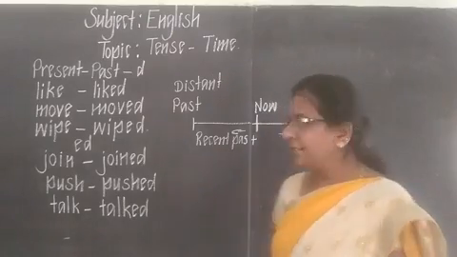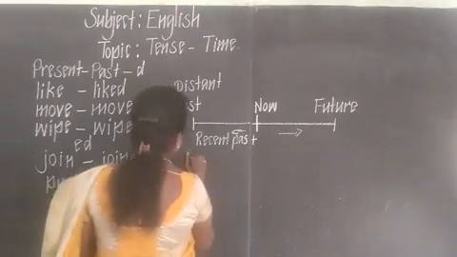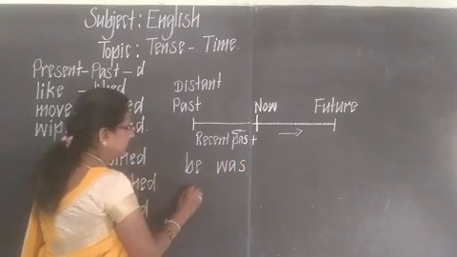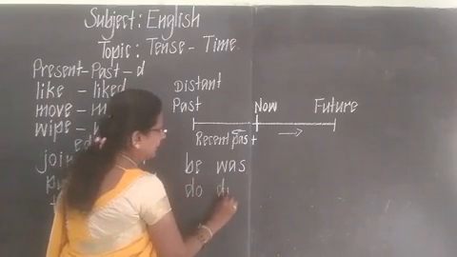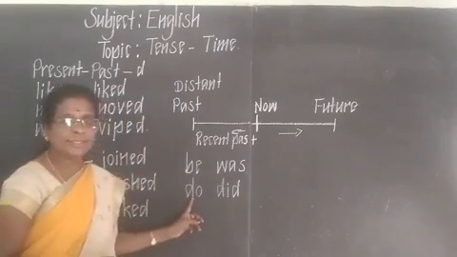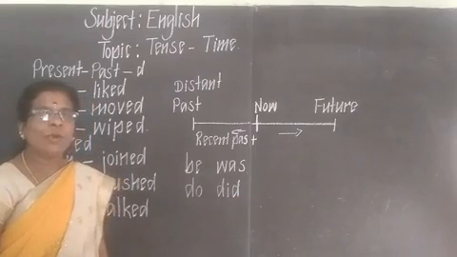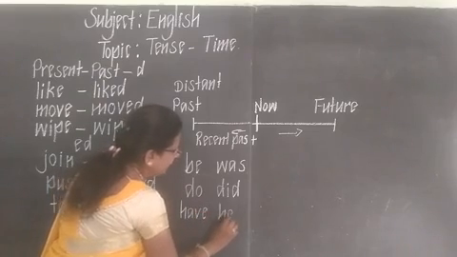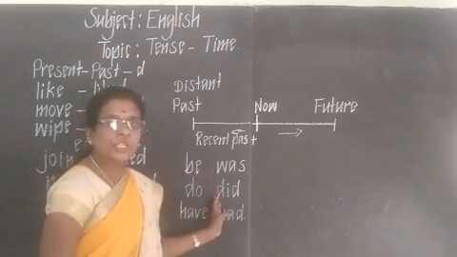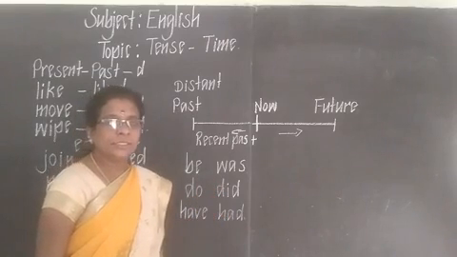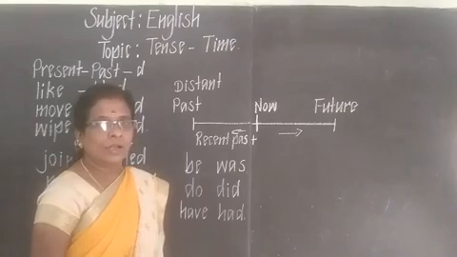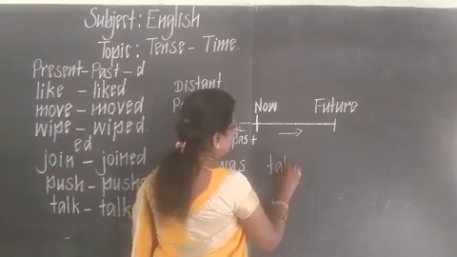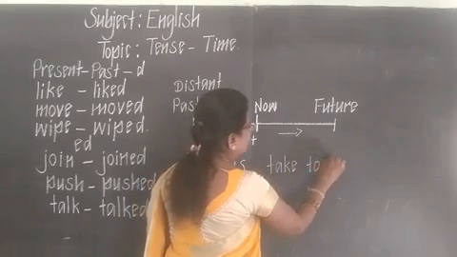Okay, children, they are: see. Be, was. Do, did. Do or does or did. Have, had. H-A-V-E, have. H-A-D, had. These are some irregular verbs. Next, take, took. Take, took.